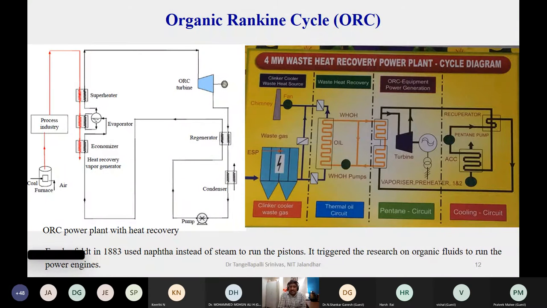Okay, how many megawatts is this? See the capacity of this ORC: it is 4 megawatts. It's low temperature and low capacity. The capacity can be designed based on the availability of the waste heat.